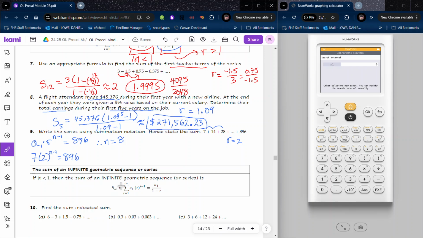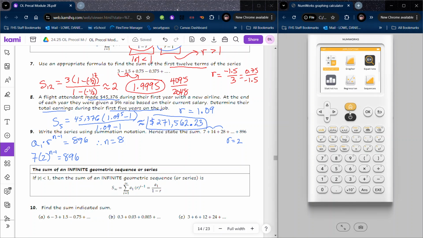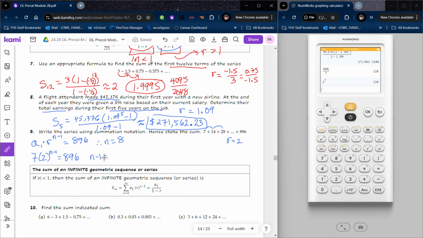What's another way to solve that? I can come to my calculator and I know that 896 divided by 7 has to be equal to 2 to a given power. And I have 128. So I know that 2 raised to the 7th power is 128. So n minus 1 is equal to 7. Therefore, n is equal to 8.